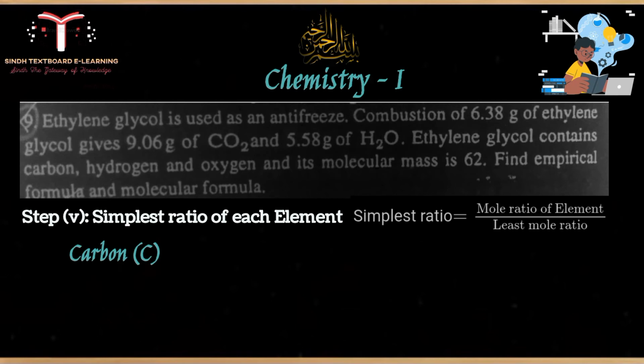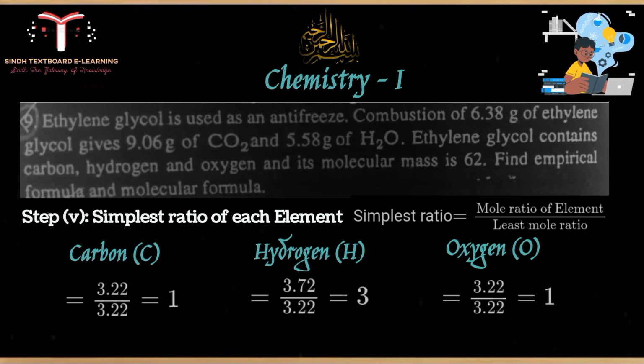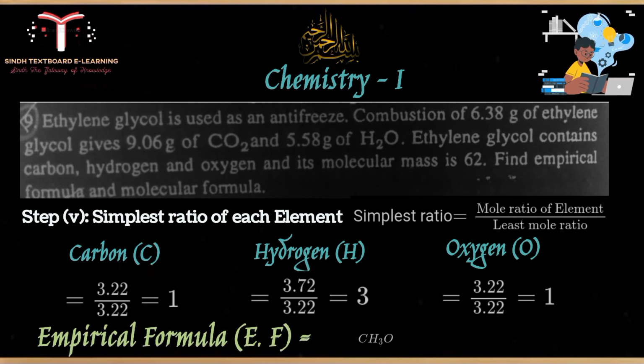Next is the simplest ratio of each element. Simplest ratio is equal to the mole ratio of the element divided by the least mole ratio, which we calculated in the previous slide. So the simplest ratio of carbon is 1, hydrogen is 3 and oxygen is 1. So the empirical formula is CH3O: C is 1, H is 3 and O is 1. In a similar pattern in MCQs, if you are asked for the empirical formula, you will simply find it through this method.